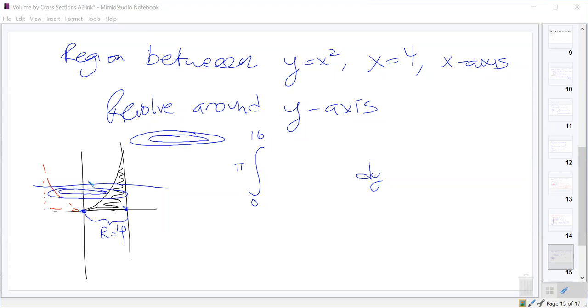All right. What about our inner radius? It changes, right, based on the value of that function, but it's always a distance from the y-axis to something over there. It's going to be x, isn't it? You agree that that's x? Well, what is x? X is square root of y. So we should have outer radius 4 squared minus inner radius root y squared.